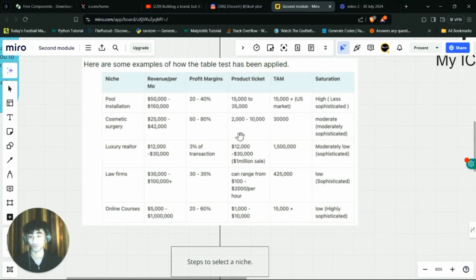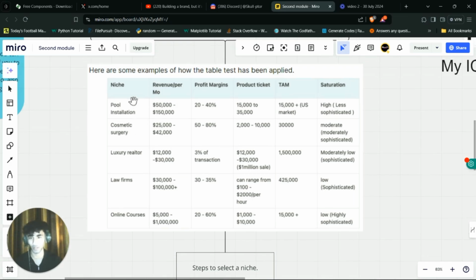Now next comes this table. I've made this to show you guys how you will be evaluating your niche. Now I'd like to run you guys through these 5 niches that I've selected, with some numbers here. Pool installation comes first.